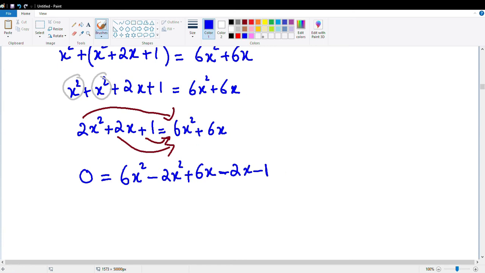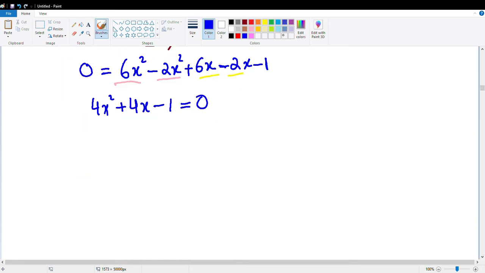Anyway, now simplifying these two and simplifying these two, we'll get 4x squared plus 4x minus 1 equals 0. So this is our equation, in standard form. Now we have to point out whether it's a pure quadratic equation or not.